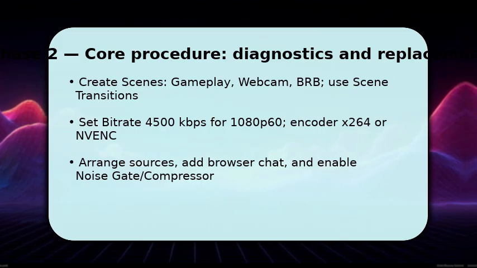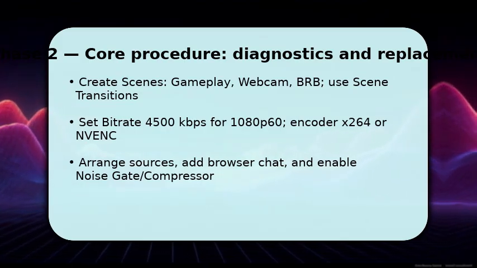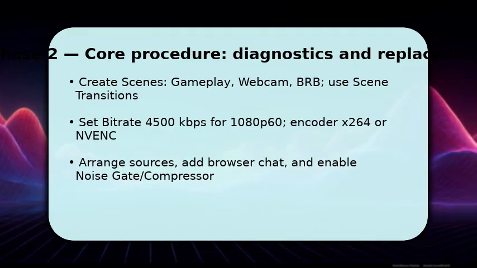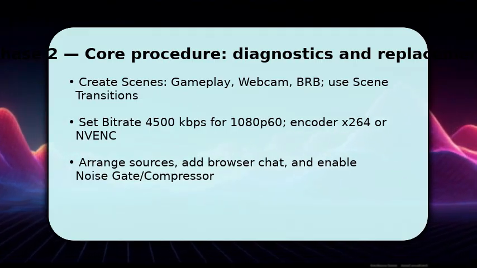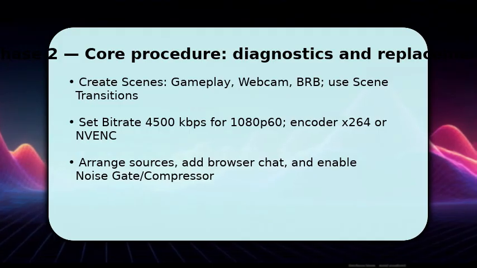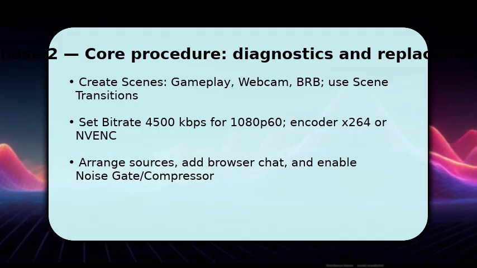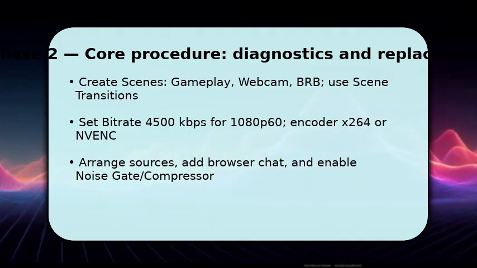Set bitrate to 4500 kbps for 1080p at 60 fps. Choose x264 or NVENC depending on your CPU and GPU. Add audio filters, noise gate, and compressor for cleaner voice.